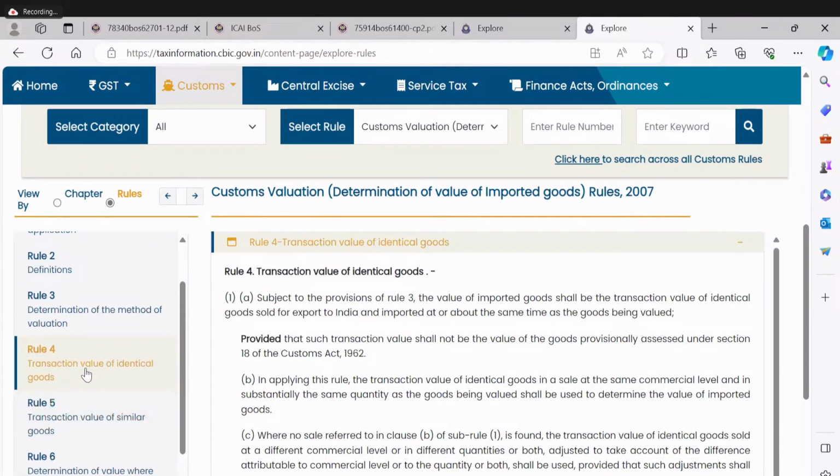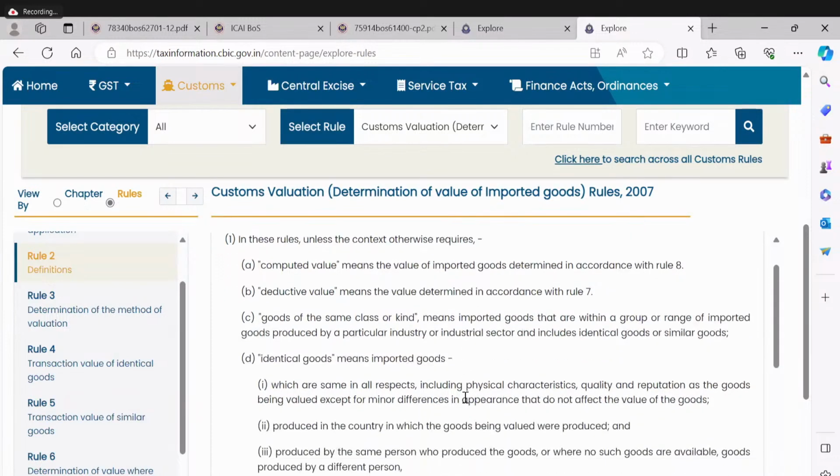But in our case, since the transaction value of identical goods has been taken and the question does not have any information that the value was not available, we'll assume that value of identical goods must be available. But we have to see under what conditions we have to take the value of identical goods as our assessable value. For that, first of all, let us see what is an identical goods.